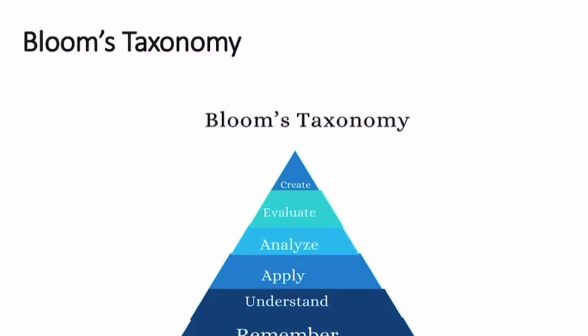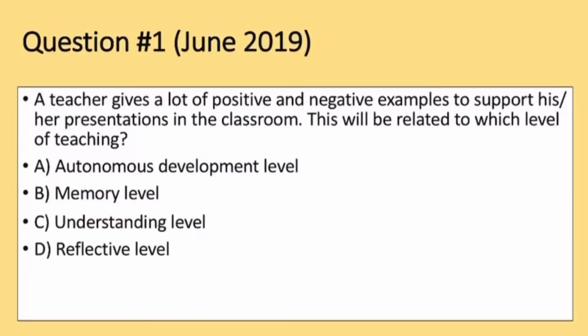Now we'll look at the question. So this does not indicate the question. There is no indication of the student coming up with something on his or her own. So we can rule out autonomous development level. And memory level, the teacher does not recall any known information. Instead, he or she gives lot of examples. So memory level is also ruled out.